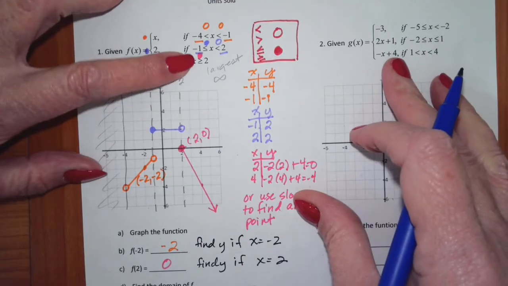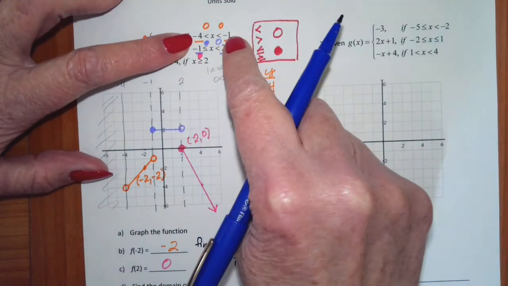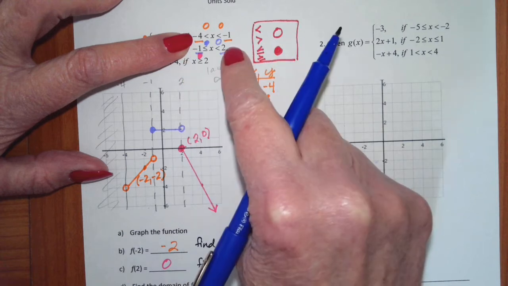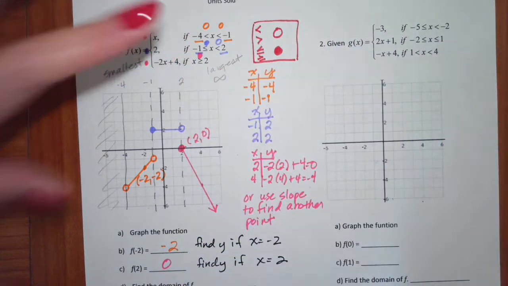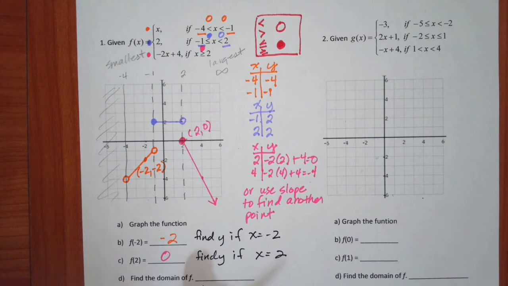Now you can also tell that from these inequalities. It goes from negative 4 to negative 1, negative 1 to 2, and then 2 on to infinity, so it encompasses everything.